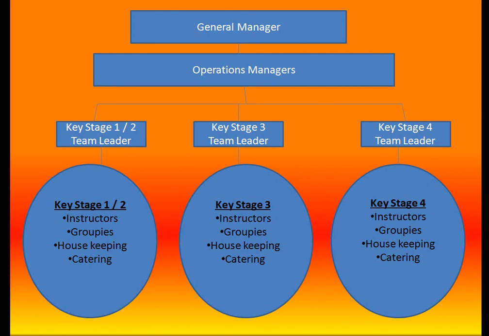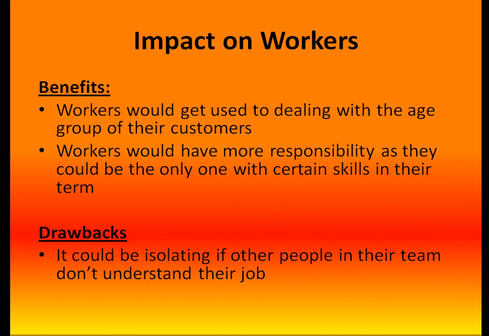In terms of the activities that the instructors can run, Key Stage 4 kids, who are 14, 15, 16, will be easily able to cope with activities like Jacob's Ladder and canoeing, whereas the younger children might not be able to access those activities. So, what would the impact be of this on workers?